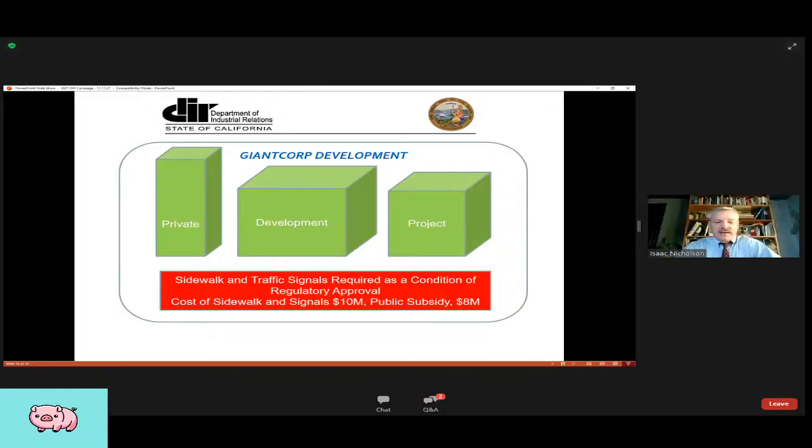Now, the budgeted cost of the sidewalk and signal installation is $10 million. So, so long as the public subsidy does not exceed the amount of the actual work done pursuant to the regulatory approval process, the overall project does not become a public works project. However, the construction of the sidewalk and the signal installation is subject to prevailing wage requirements, and so it's a kind of unique provision. And if you're involved in a large development project that has specific improvements required as a condition of regulatory approval, you should be aware of this provision.